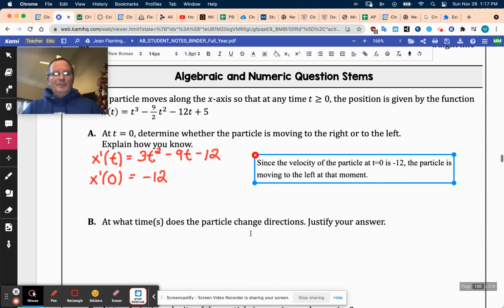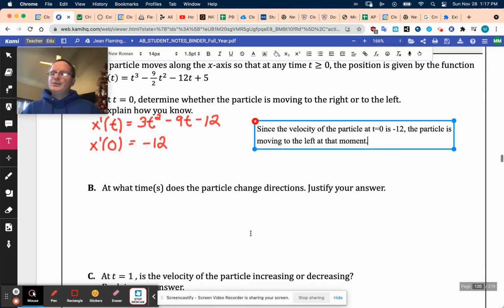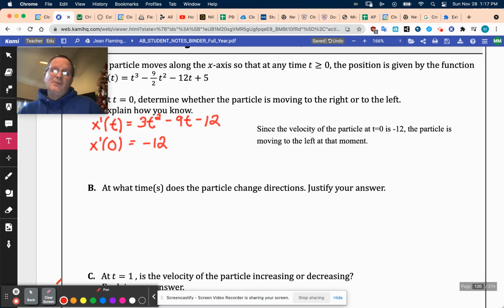Okay, good. And it says, what time does the particle change directions? Well, for a particle to change direction, the velocity has to go from negative to positive or positive to negative. But in between those two, it would have to be equal to 0. So I need to find out the moment when it stops, because if it stops, it could possibly change directions. We're going to find out if that actually happens. So the question is, when is x prime of t equal to 0? Because that would be the moment it stops and possibly changes directions.